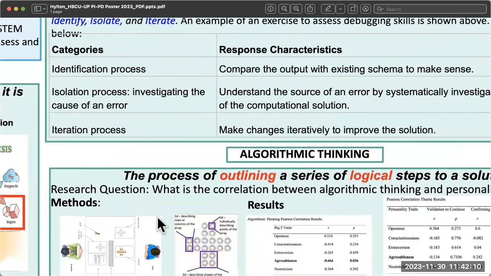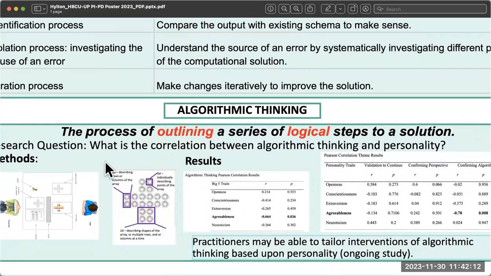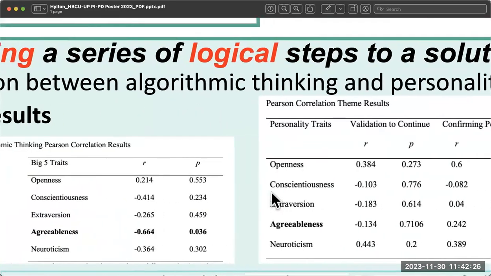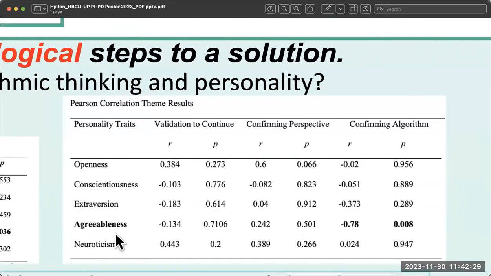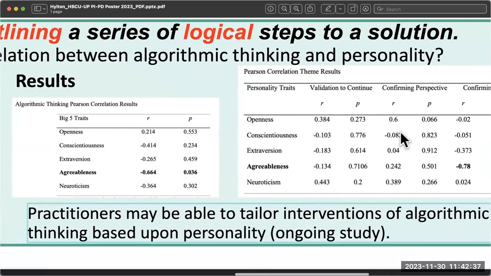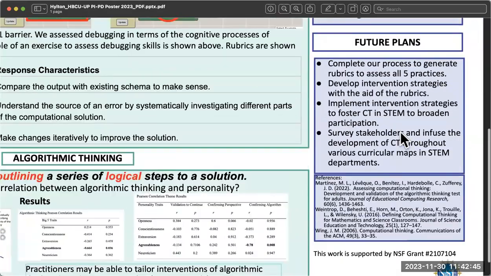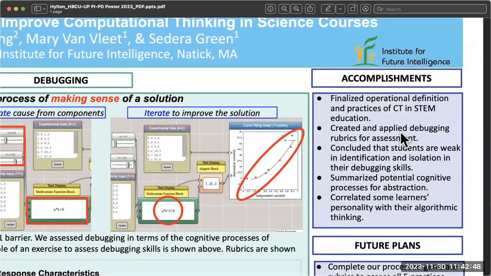We also asked our research student, Dara, to work on the research question: what is the correlation between algorithmic thinking and personality? She administered the CAT test, and she also had a survey with the Big 5 traits. Here is the correlation she found, with agreeableness negatively correlated with conforming algorithmic thinking. We want to use this for interventions in algorithmic thinking based on personality, for practitioners when they are designing courses to work with students.